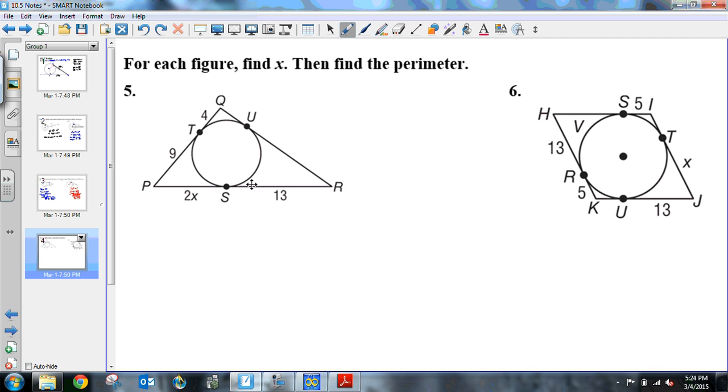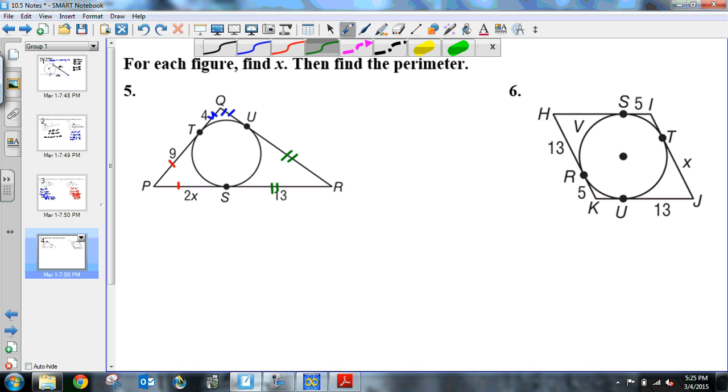Now, when we have a circle, and we call this, I believe, circumscribed, where a circle is inside and we create a polygon out of tangent lines, then we can find missing lengths and find the perimeter of these polygons. So what I know is that if all of these lines are tangent, then these segments are congruent. I know that these segments are congruent, and I also know that these segments are congruent.